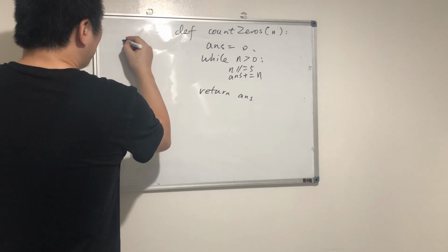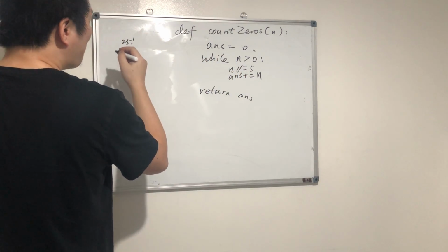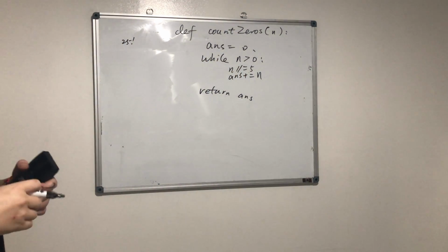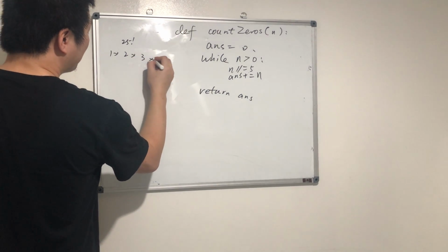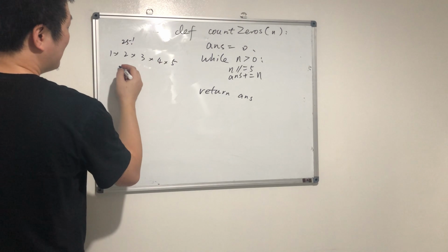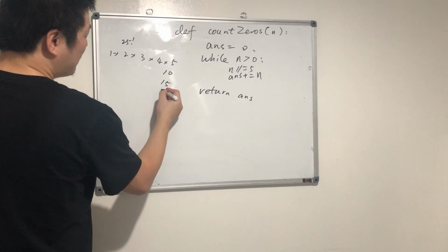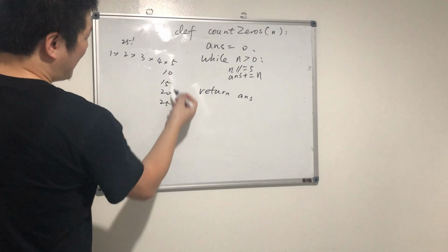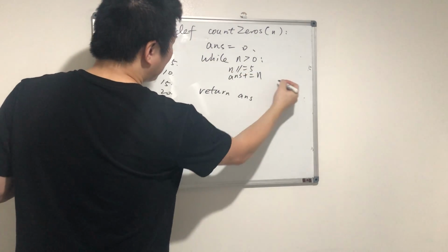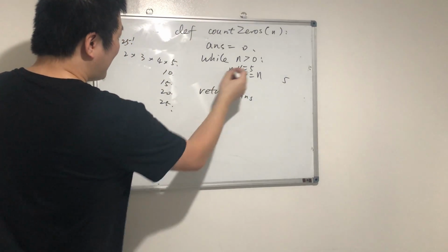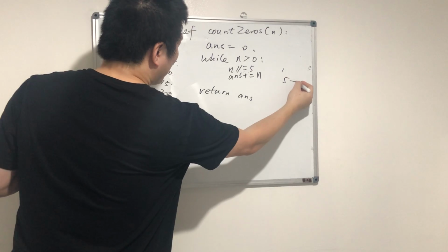If n is 25, n is 25 factorial. So how many 5s are in there? No, I mean the whole answer. 1 times 2 times 3 times 4 times 5. They are 5, 10, 15, 20, 25. They are 1, 2, 3, 4, 5. So 25 divided by 5 is 5, I add 5 to the answer. Then 5 divided by 5 equals 1, I add 1 more. So it's 6.